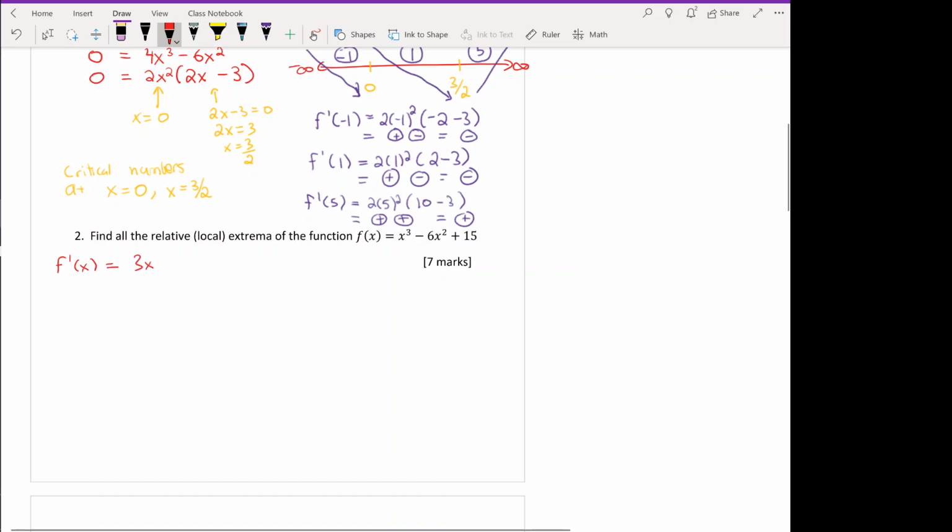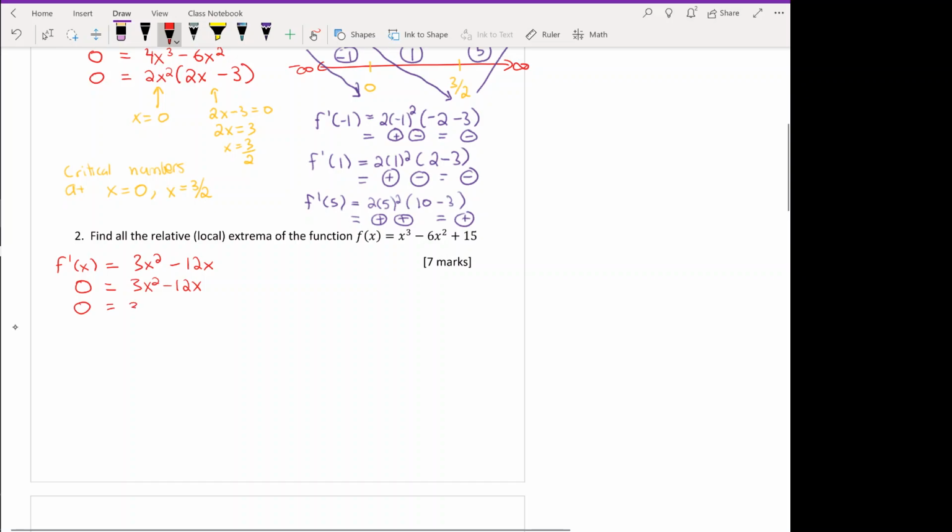So we get 3x squared minus 12x, and then the 15 vanishes. Derivative of a constant is 0. Now we set the derivative to 0 and solve for x. So 3x squared minus 12x. Do the same thing as before.